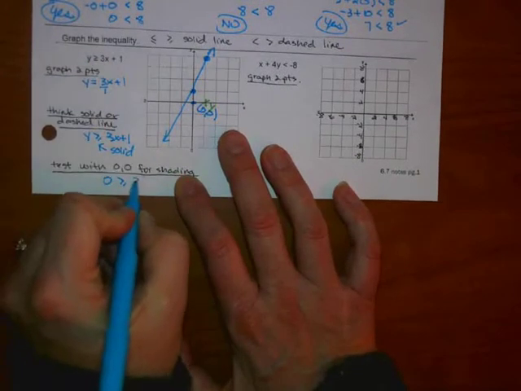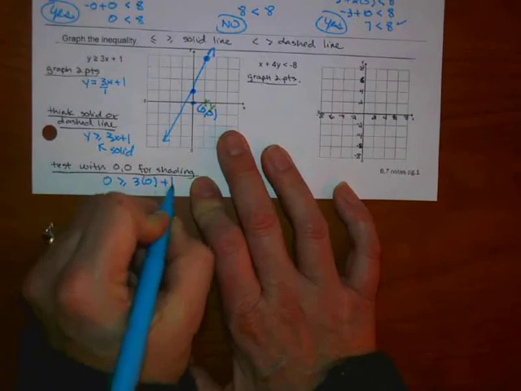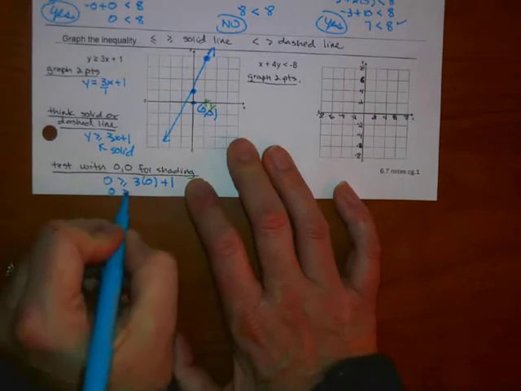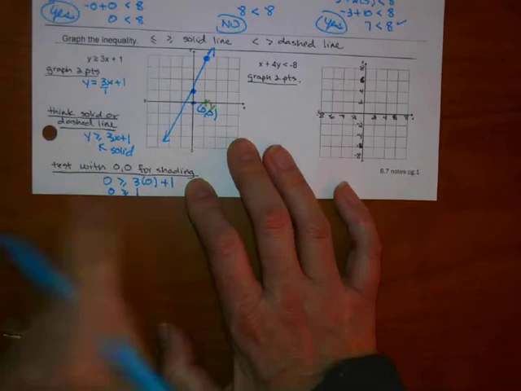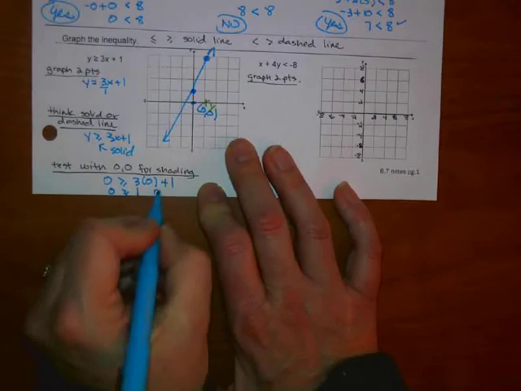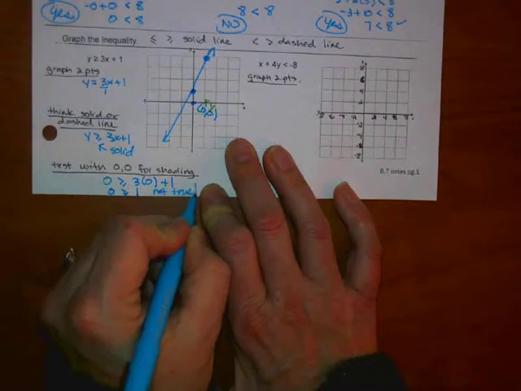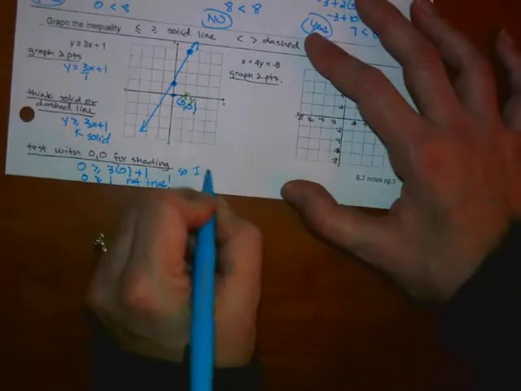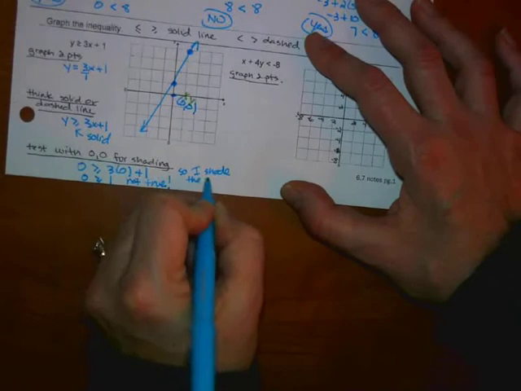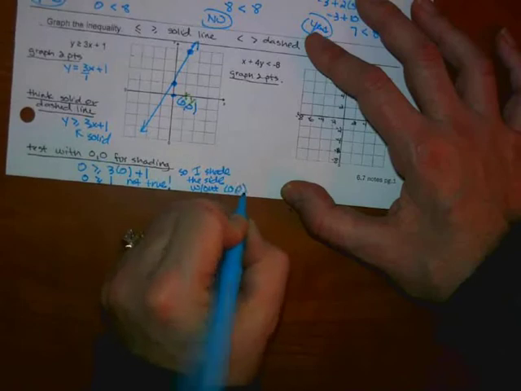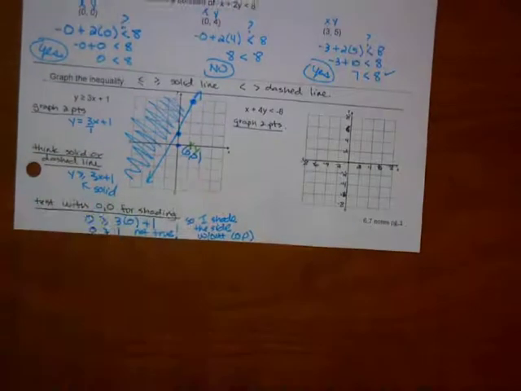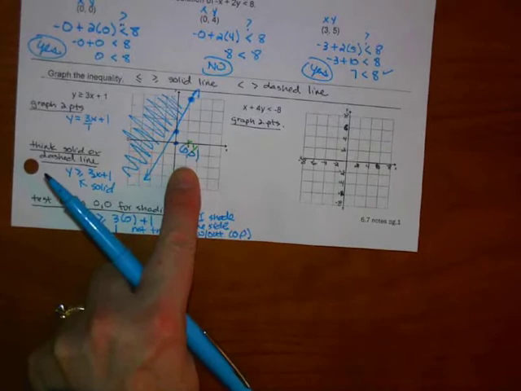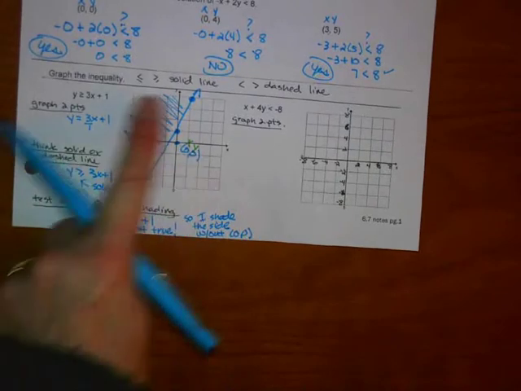So is 0 greater than or equal to 3 times 0 plus 1? Is 0 greater than or equal to, this is 0 plus 1, well that's just 1. Is this a true statement? It's not true. So I shade the side without 0, 0. Okay, so that means I have to shade this side, because 0, 0 is not a solution, so it's not part of the solution set. So you shade the other side.